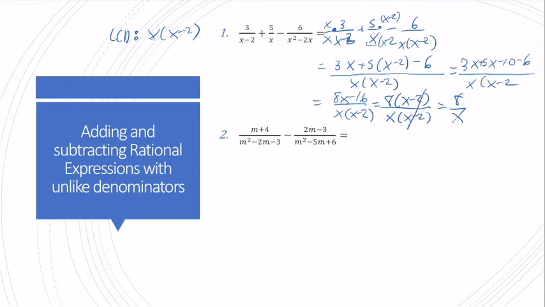Next, if I have (m + 4)/(m² - 2m - 3) - (2m - 3)/(m² - 5m + 6), the first thing I need to do is factor those denominators. So I think, okay, what are the factors of AC that add up to B? Well, the factors of negative 3 that add up to negative 2 are going to be negative 3 and 1. And then I think, okay, what are the factors of AC, which is 6, that add up to negative 5? That's going to be negative 2 and negative 3.